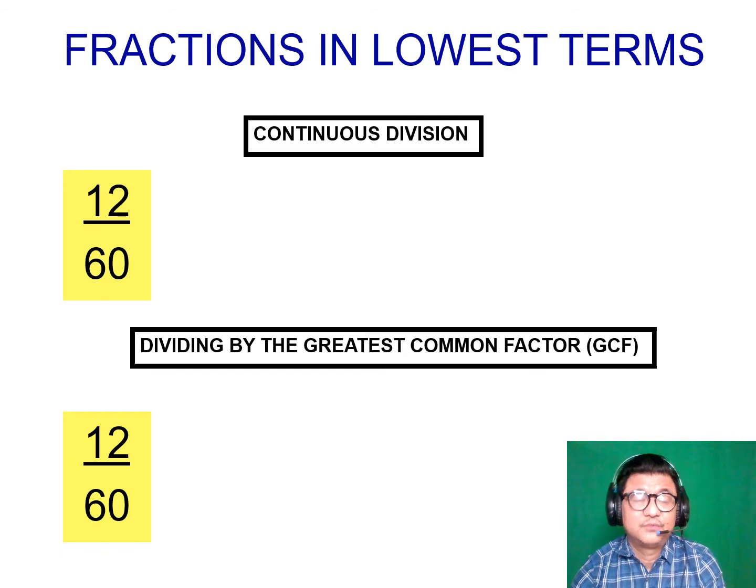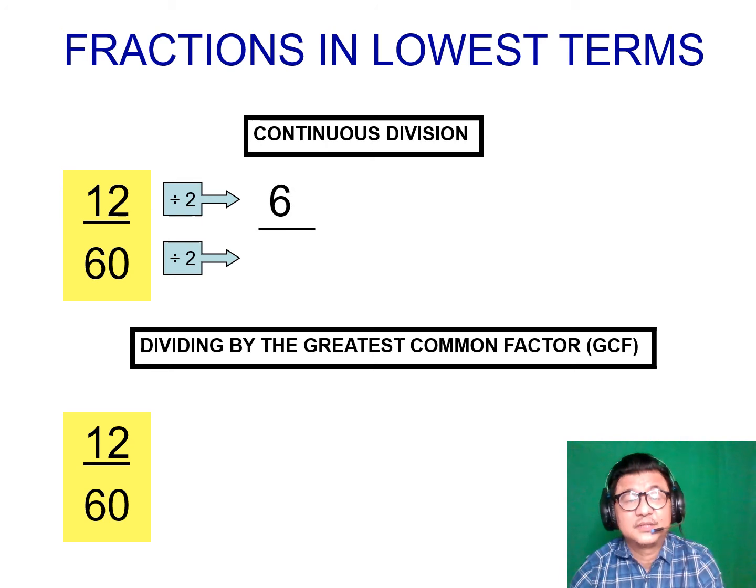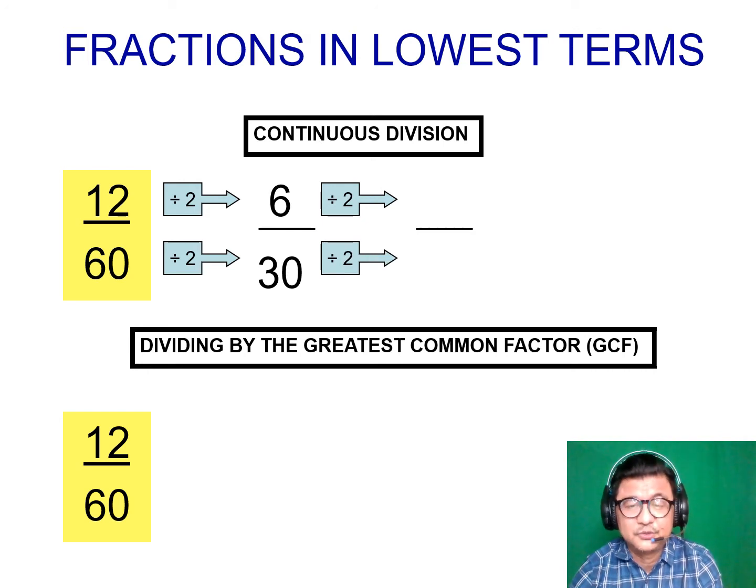So let's start with fractions in the lowest terms. 12 over 60, right? How do I get the lowest terms? I could do continuous division. Divide by 2, that becomes 6 over 30. But I could still divide it by what number? By 2 again. Okay, divide by 2, because you know it's even, right? So that becomes 3 over 15.